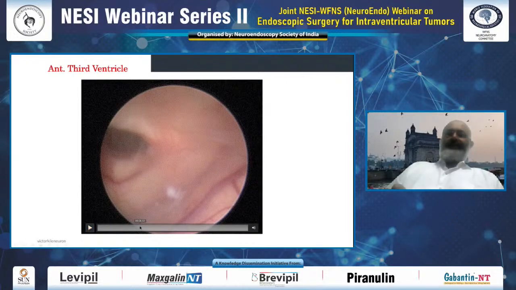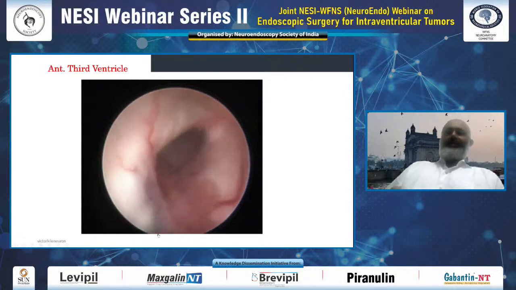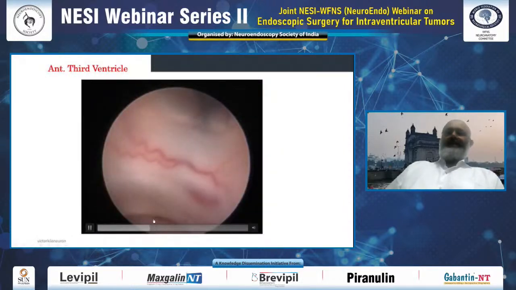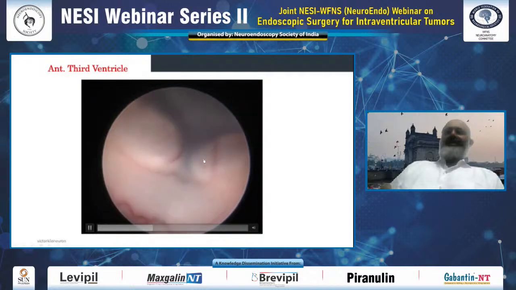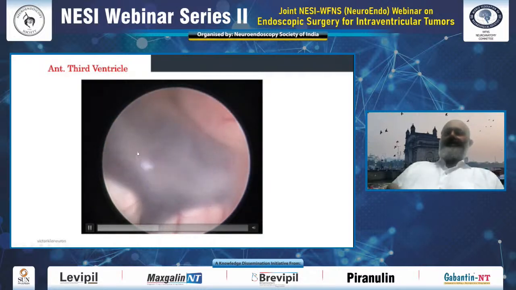This is a brief video navigating us through the foramen of Monro into the anterior third ventricle. These are the mammillary bodies and the area of the tuber cinereum, which is thinned out, with the basilar artery and the PCAs. And incidentally, this patient has a tumor sitting in the anterior lateral third ventricle.